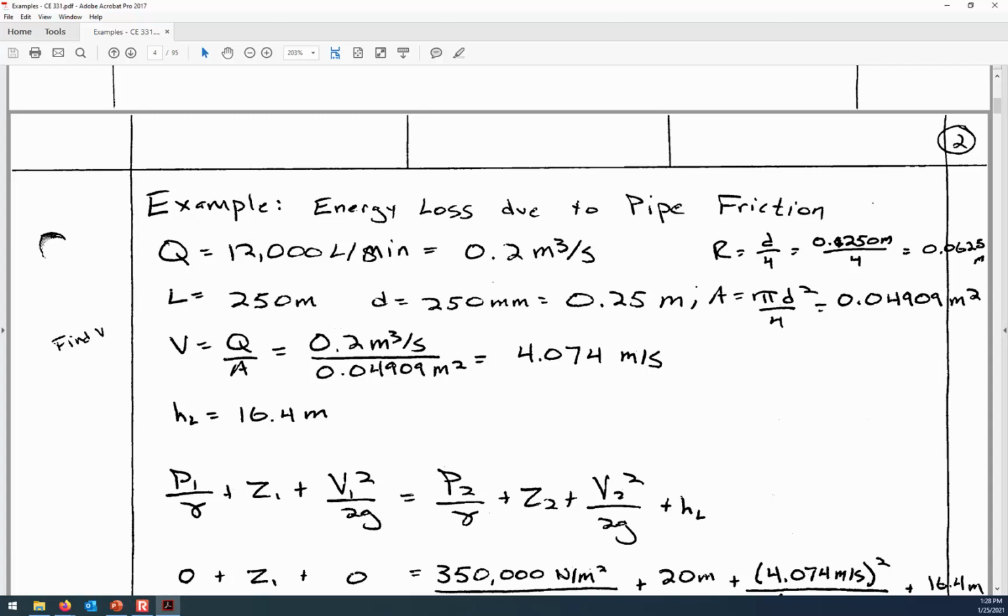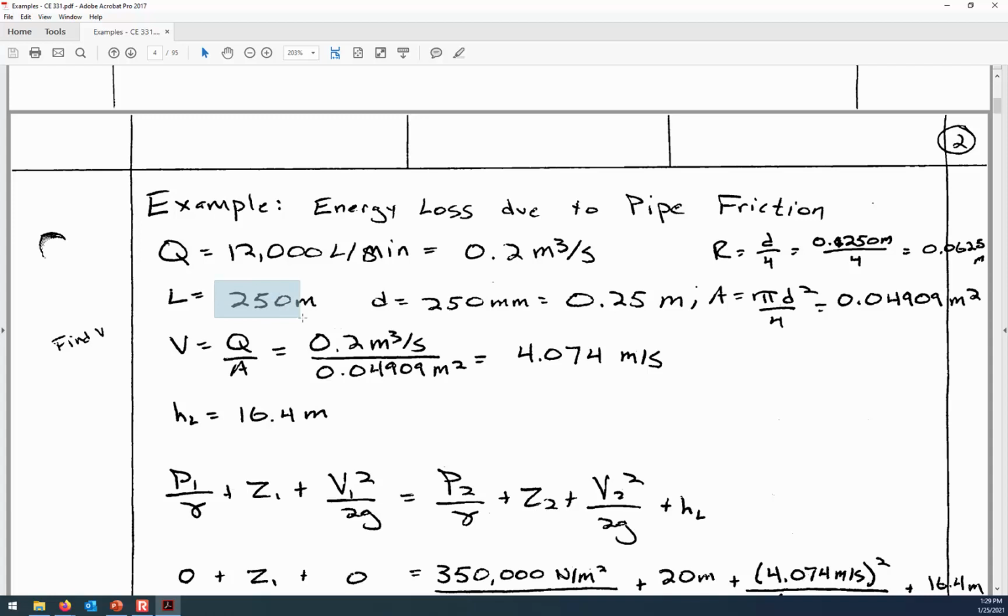And then the hydraulic radius that we're going to use later, since it's a pipe that's flowing full, we learned in the previous class meeting, that's the diameter of the pipe divided by 4. So the full way to calculate hydraulic radius is the area divided by the wetted perimeter, A divided by P. But if it's a circular pipe flowing full, then you can just use D divided by 4.